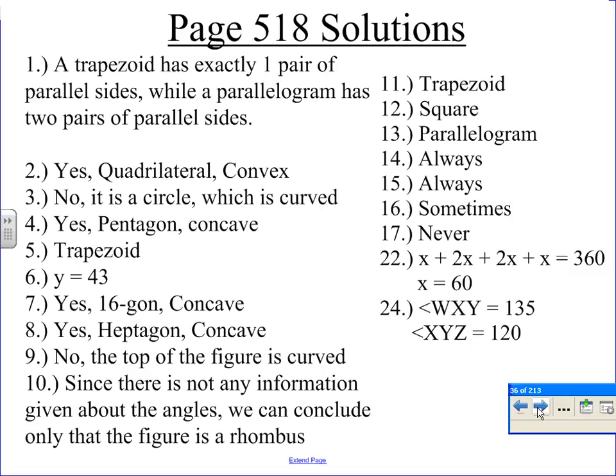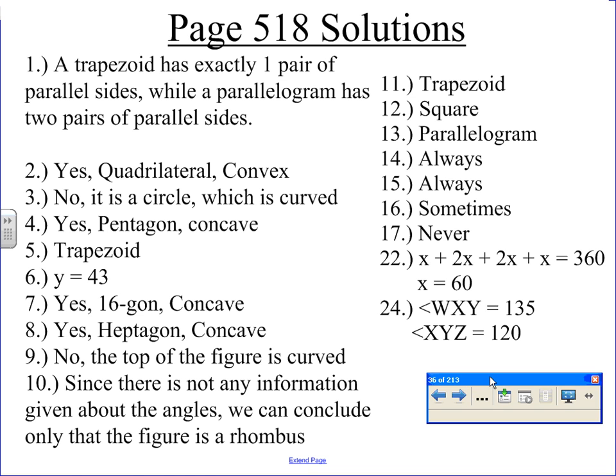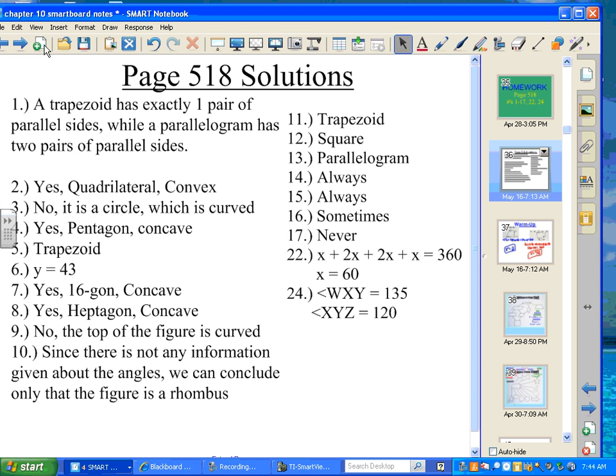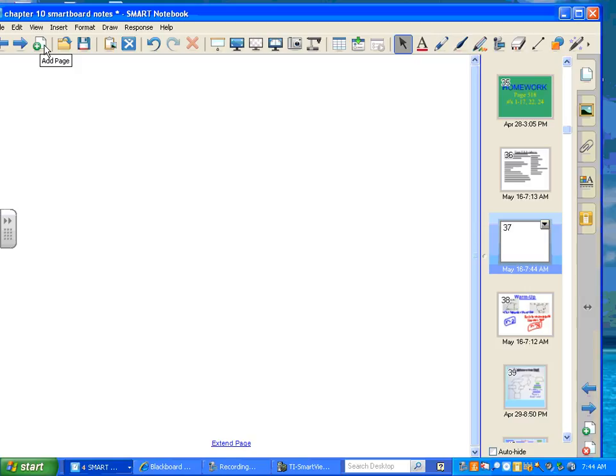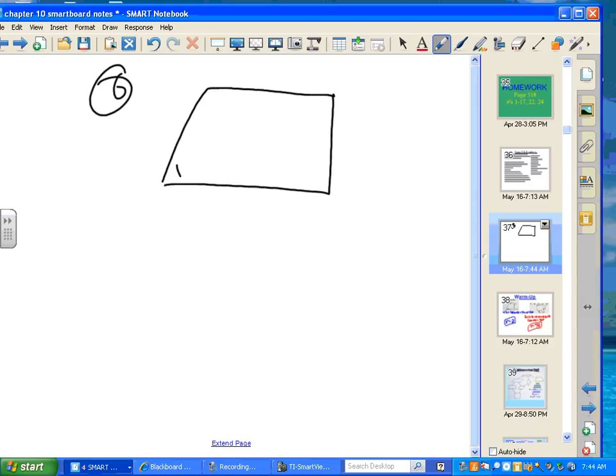Positive? Steve? 6? You got 42. You probably just, I'm guessing you just solved it wrong, but you guys got 42? Okay, it's 43, but I'll show you. Okay, number 6, let me try to draw this. It looks like this. This is y degrees. This is 2y minus 3 degrees. This is 97 degrees, and this is 137 degrees.